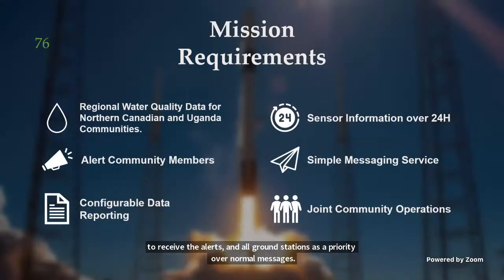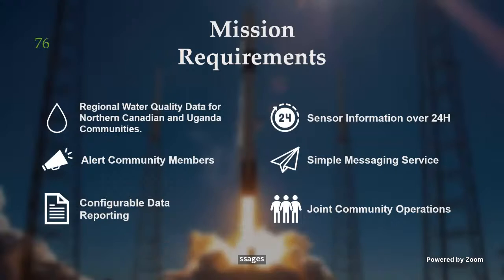In the mission requirements, there are main topics. These are the main topics that we did include as requirements. First, the regional water quality data for Northern Canadian and Uganda communities. Alerting the community members in case of any emergency, sensor information over 24 hours, and a short messaging service, which is a secondary payload suggested by last year's team. We decided to keep it.